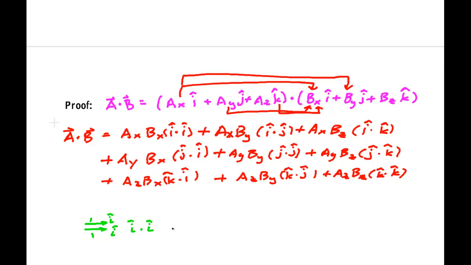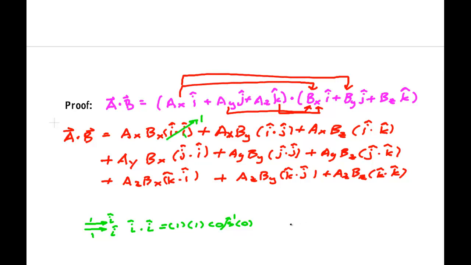We can use what we learned in the last video. This is the length of the first, which is 1, times the length of the second, times the cosine of the angle between, but the angle is 0. The cosine of 0 is 1. So it's 1 times 1 times 1, which is simply 1.